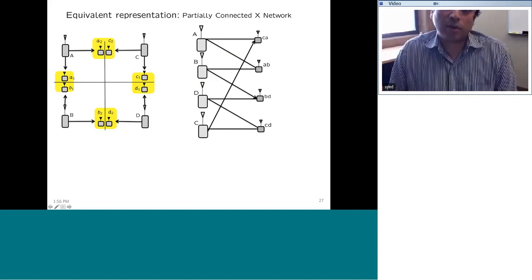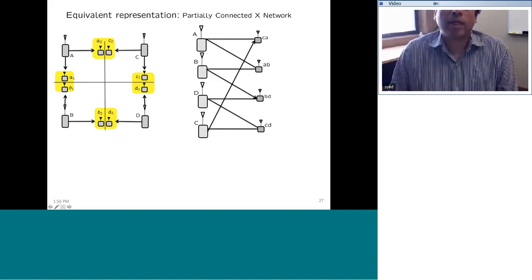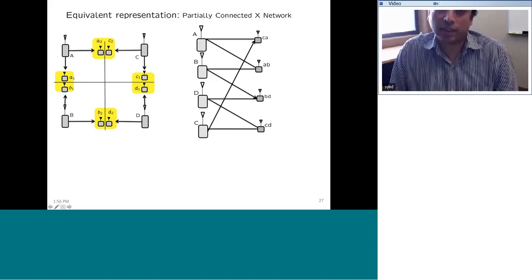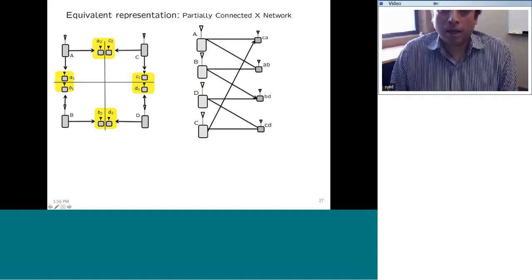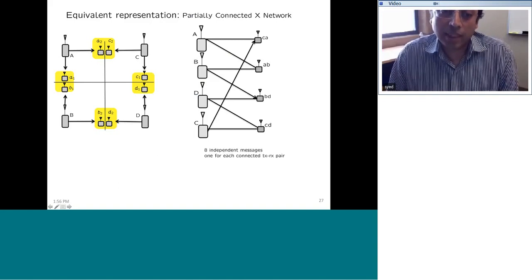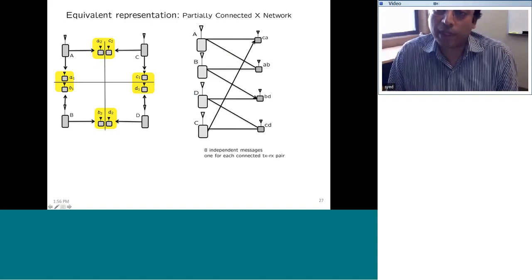Similarly, A2, C2, I'm calling them one receiver, CA. This receiver should be able to decode both A2 and C2. So I have transformed it into a 4-transmitter, 4-receiver network. This is the connectivity. So for example, this receiver, A2, C2, this is the receiver CA, should be able to hear A and C. This is the wireless network setting. Okay. So that's the connectivity pattern. This is an X network. There are 8 messages, just as there were in the original network. For every transmitter, there's a message to each connected receiver.